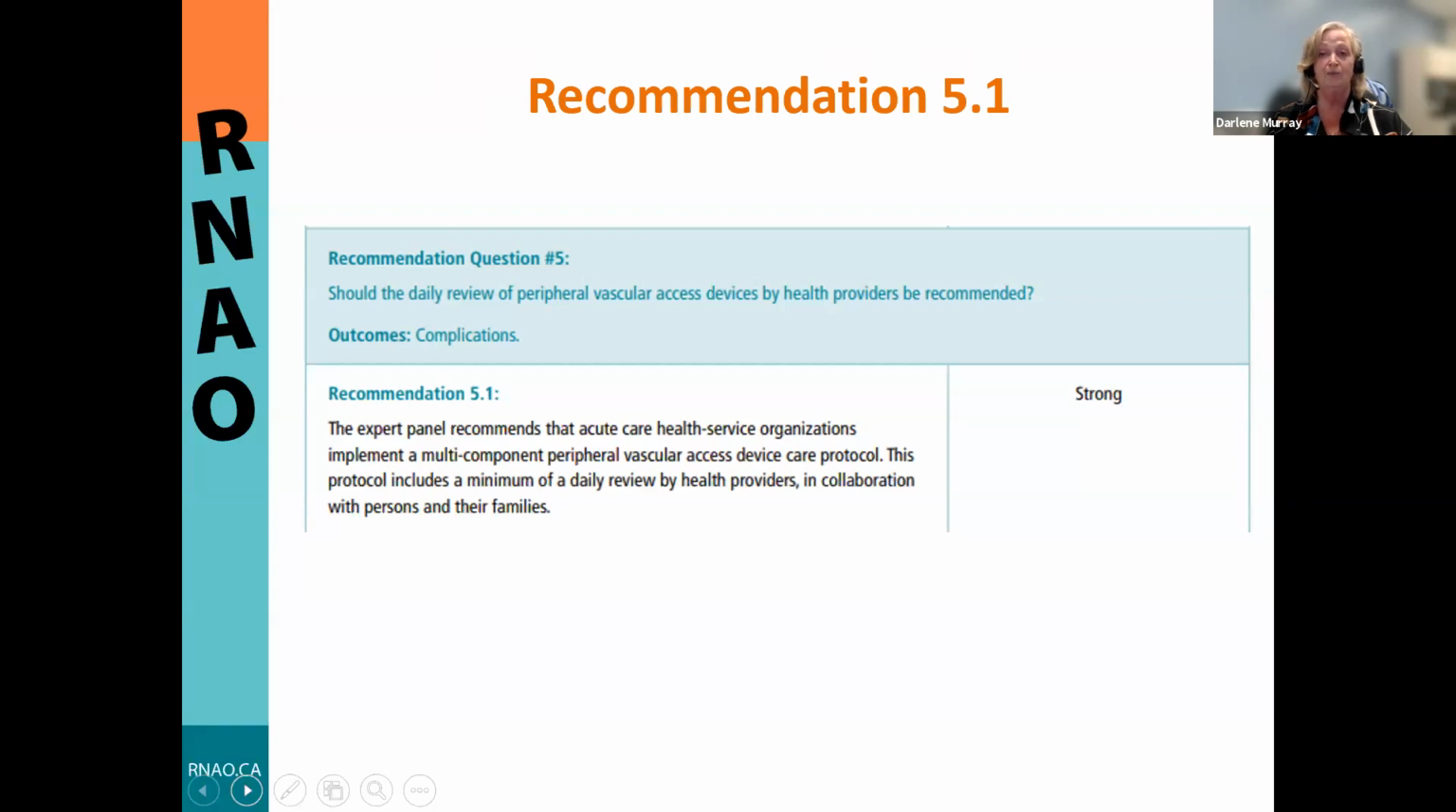The evidence suggests that multi-component PVAD care protocols may reduce complications. All these studies did take place in acute care settings. Therefore, the recommendation is specific to acute care, but the panel also felt that there could be some overlap into other areas of care as well. Key practice notes include that PVAD care is not just the responsibility of the individual provider. It also needs to be incorporated into health organizational policies and procedures.